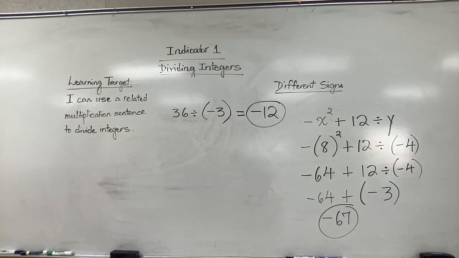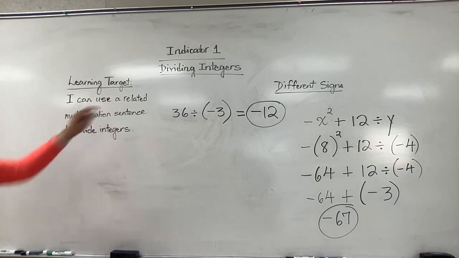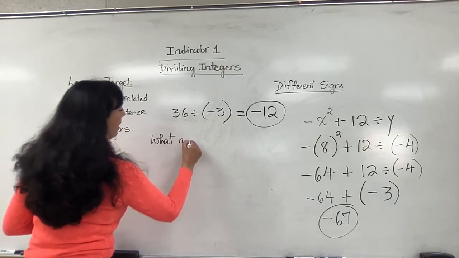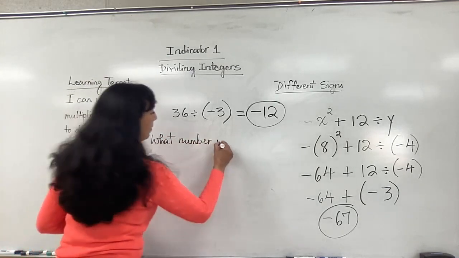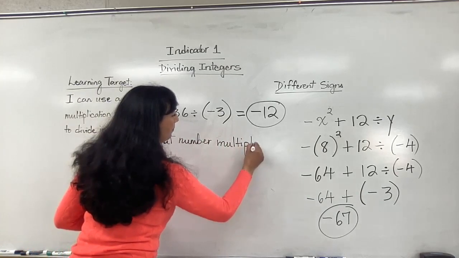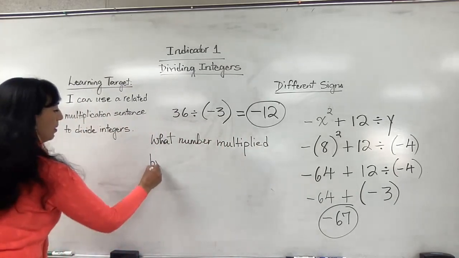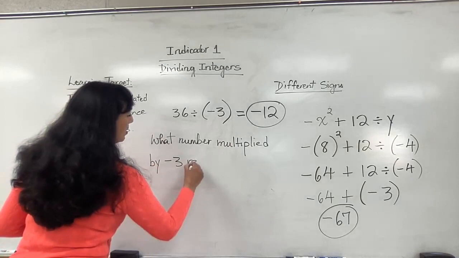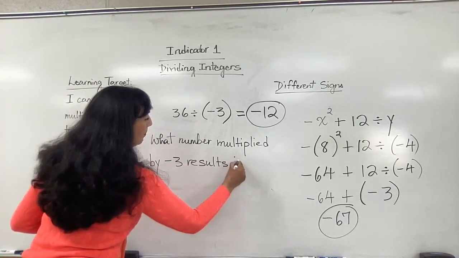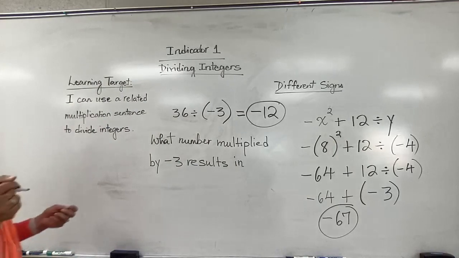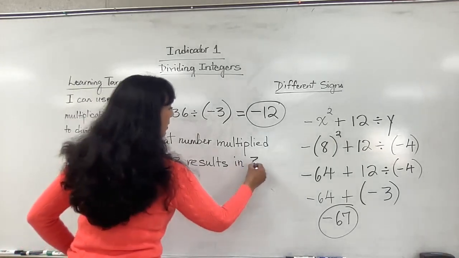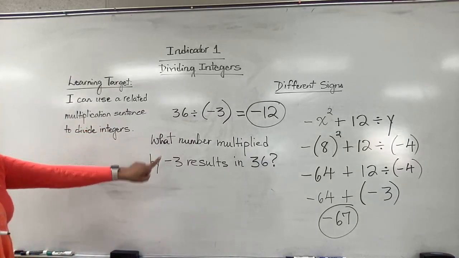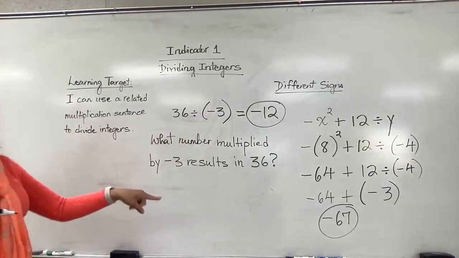When I'm looking at the multiplication sentence, basically I'm thinking of what number multiplied, because remember multiplication is the opposite, by negative 3 results in 36. So this is how we are using a multiplication sentence. What number multiplied by negative 3 results in 36?